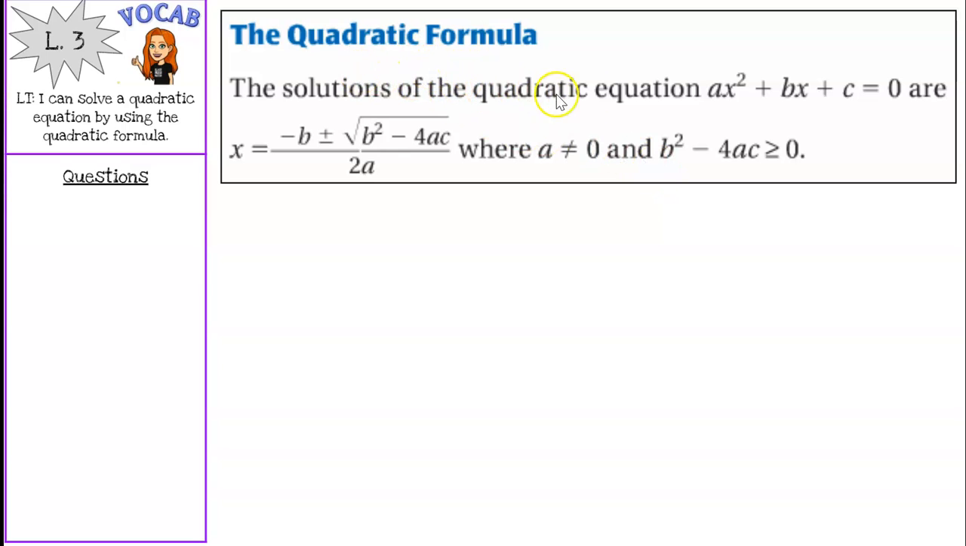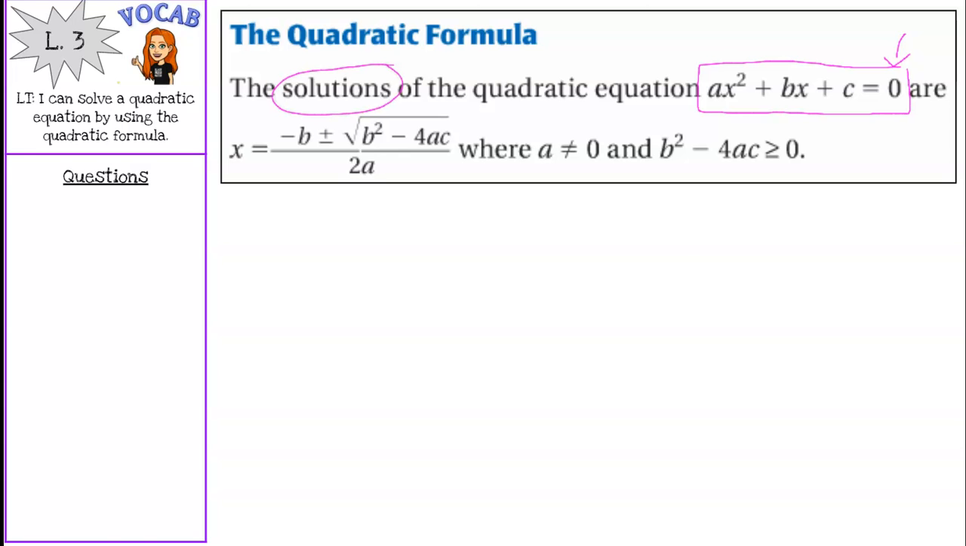The solutions of the quadratic equation, ax squared plus bx plus c equals 0, are x equals negative b plus or minus the square root of b squared minus 4ac all over 2a. That's a mouthful, right? So what this is saying is, given any quadratic equation, as long as we have it set equal to 0, we can find the solutions.